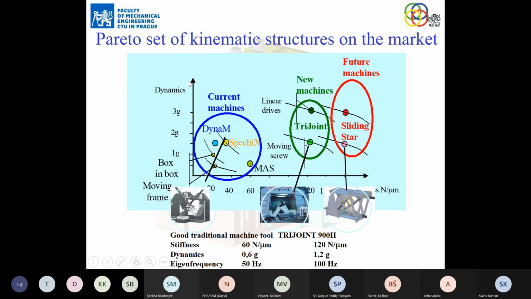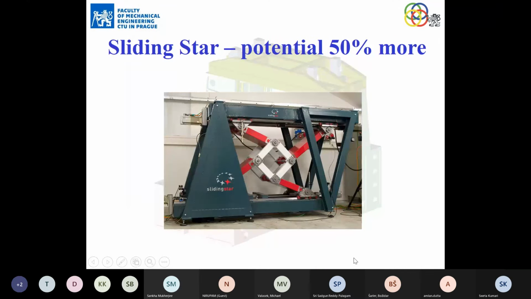Here we can see the Pareto set of real design machines on the market. So these are traditional machines, this new machine trijoint, and maybe some future machine with a redundant actuation. So here you see that from the traditional machine to this new machine, all the mechanical properties were really doubled. And this sliding star, this new one, can bring even 50% more.